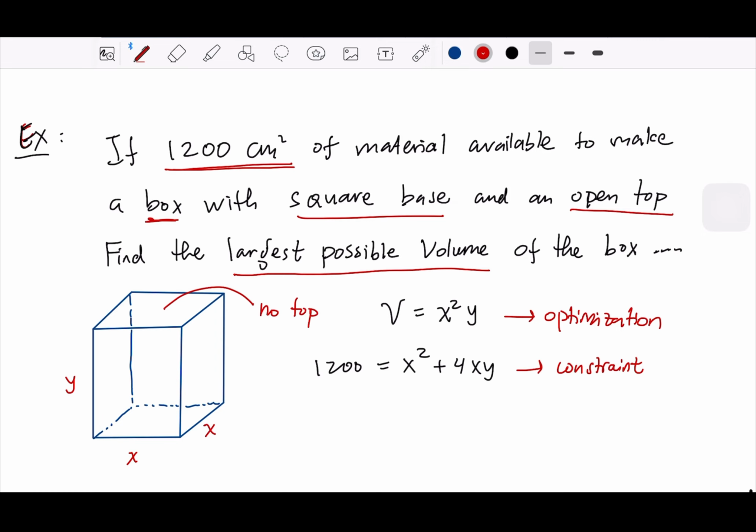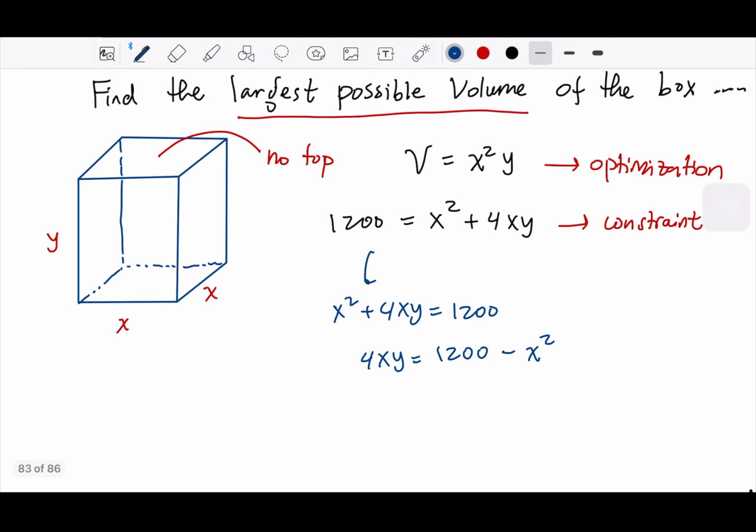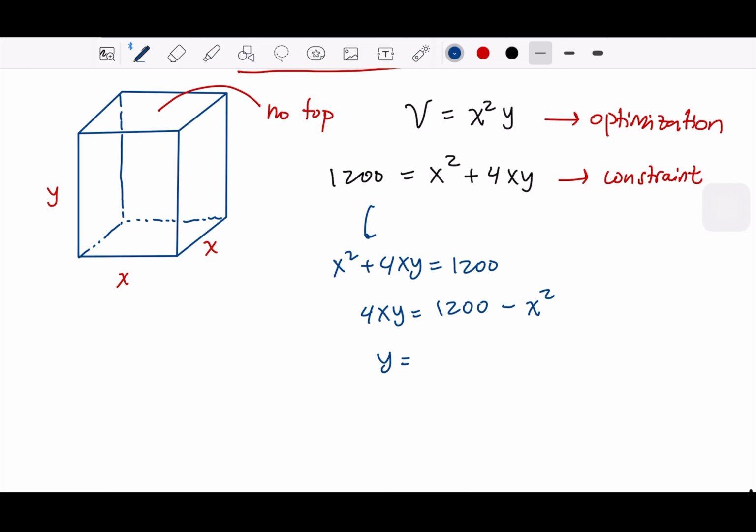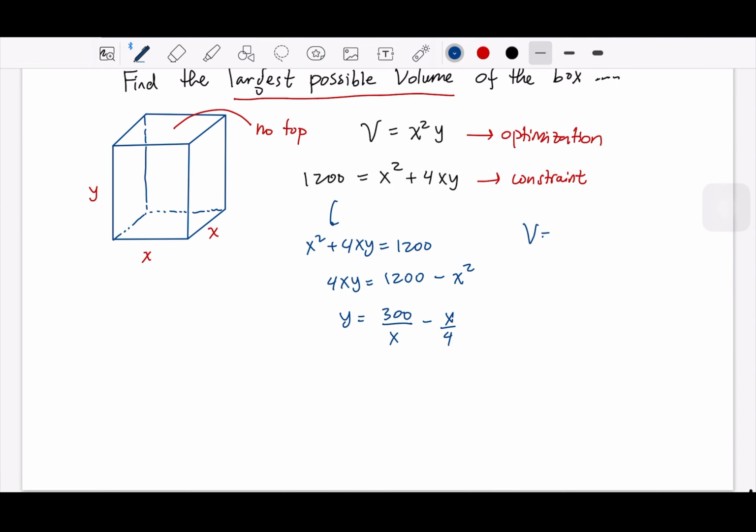I think I will just substitute y with x, so we can solve this first. Let's simplify this. x squared plus 4xy, so 4xy is 1,200 minus x squared, and y divided by 4 is 300 over x minus x over 4. And then the volume is x squared multiplied with this. Let's just solve this first: 300x minus x cubed over 4.